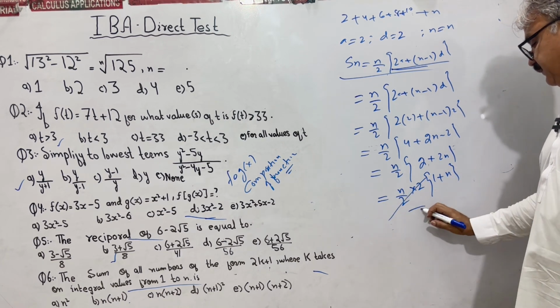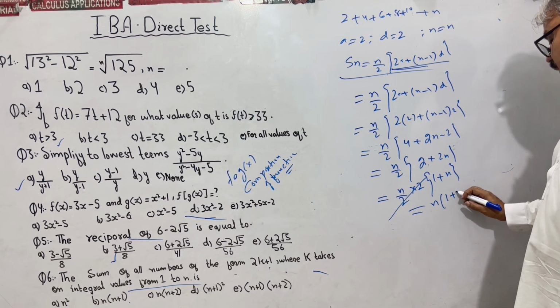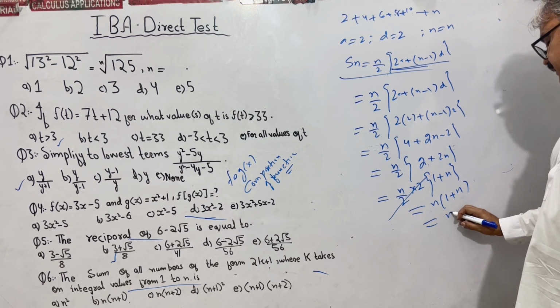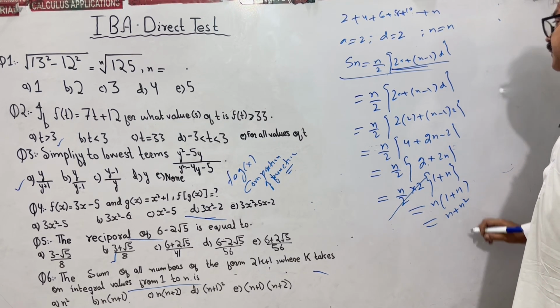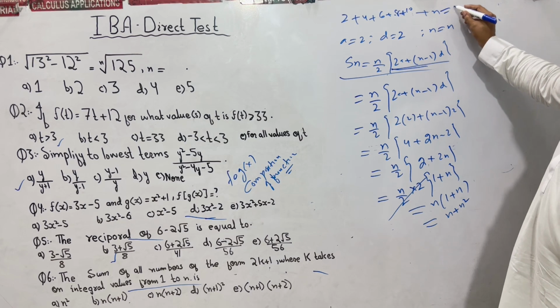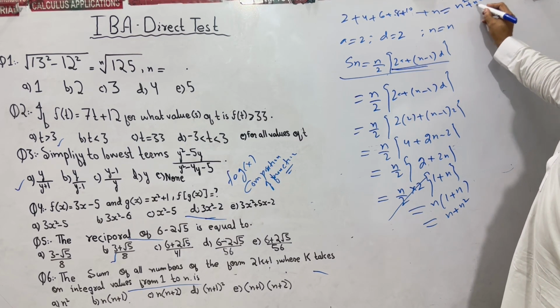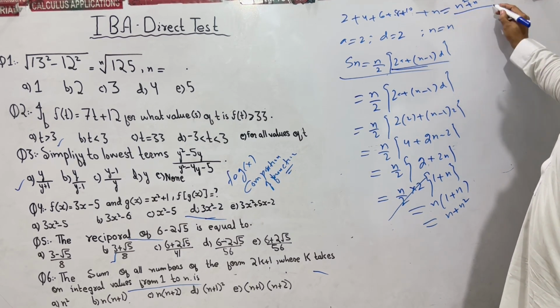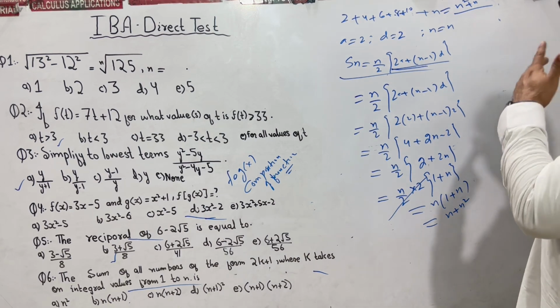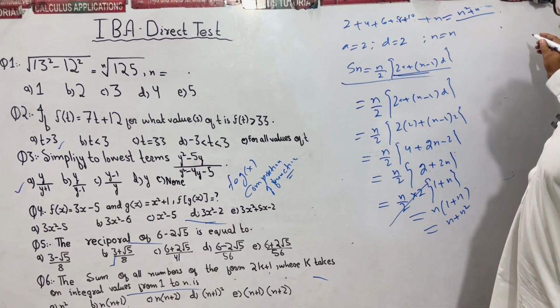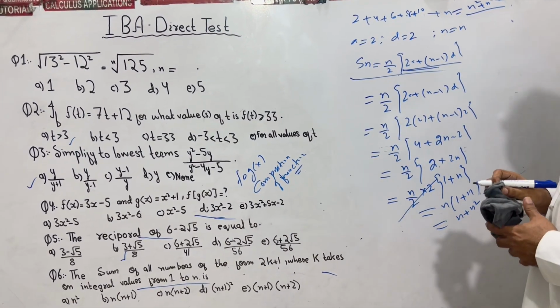2 cancelled out. I have n times 1 plus n. It is equal to n plus n square. N plus n square, that is the sum of the first n even natural numbers. Let me think of integers.